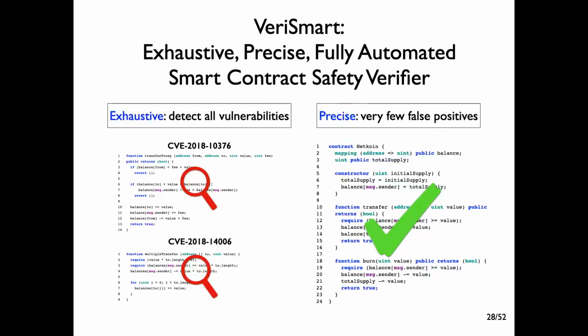In this work, we propose VeriSmart, an exhaustive, precise, and fully automated smart contract safety verifier. VeriSmart is a new verifier that fundamentally overcomes the shortcomings of existing approaches. Specifically, since VeriSmart performs exhaustive verification, VeriSmart can find all vulnerabilities. In addition, VeriSmart is highly precise, meaning that it produces very few false positives.